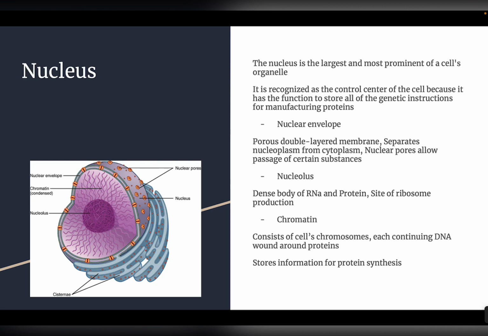Next, we have chromatin, which is condensed. It consists of the cell's chromosomes, each containing DNA wound around proteins. It also stores information for protein synthesis.